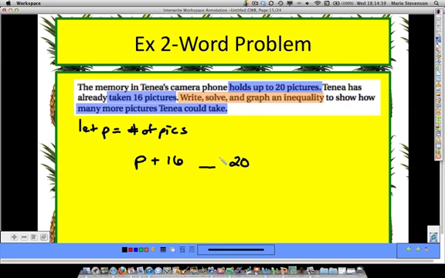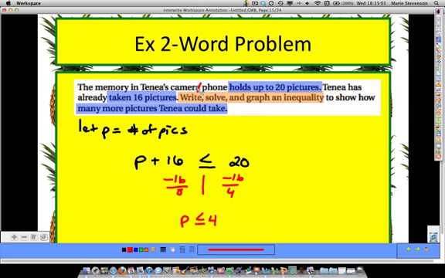But since it can only go up to 20 pictures, that's a maximum. So our inequality is less than or equal to, because it's anything less than 20. And it could be equal to 20. So here's our inequality. So we solve it. Minus 16, and we get 4. So we get P less than or equal to 4.